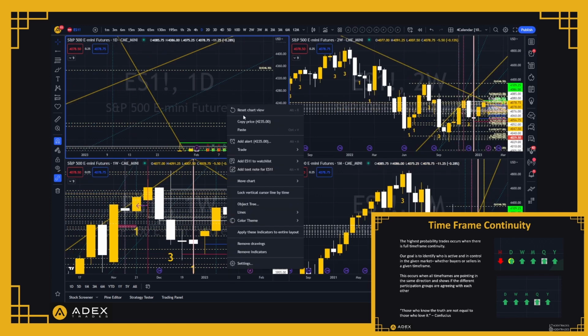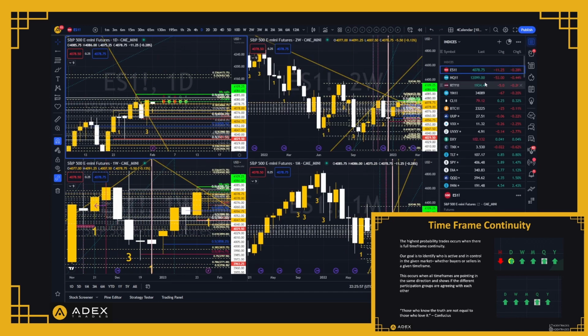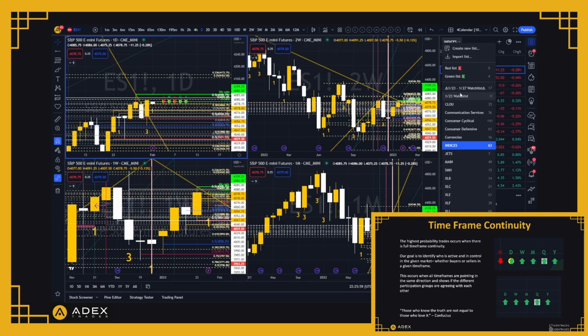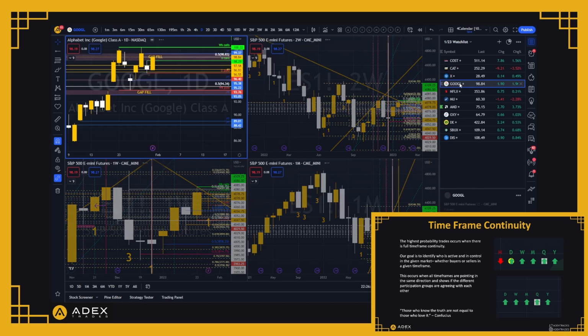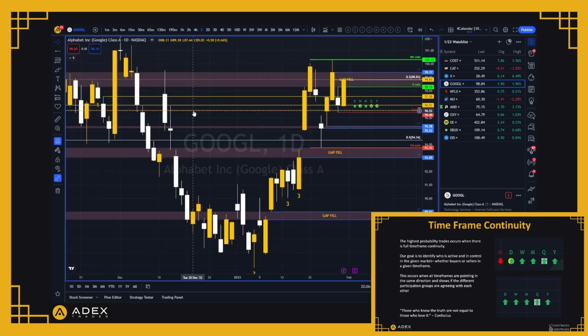Oh, which stock is in full time frame continuity? Google. Hey, Google.